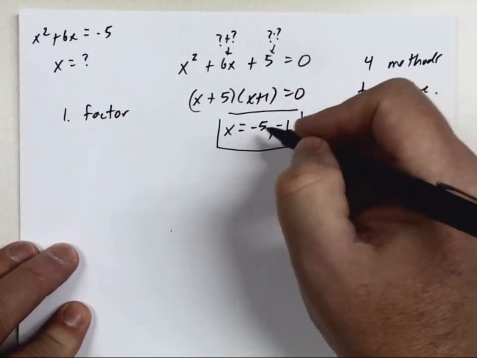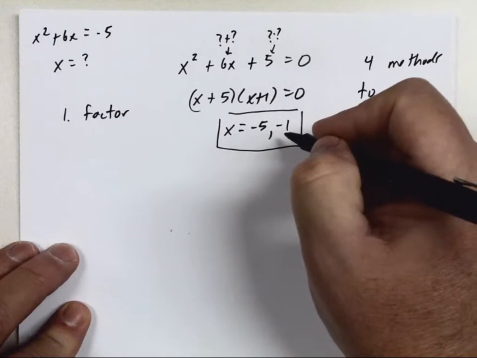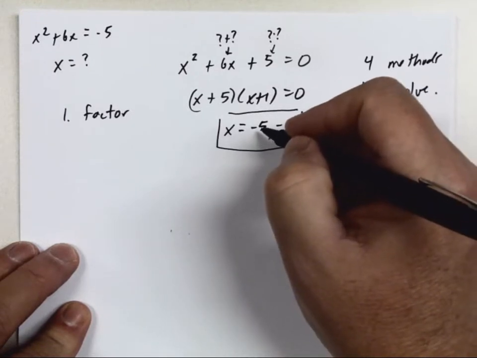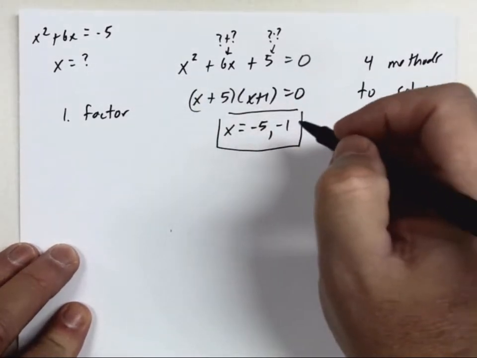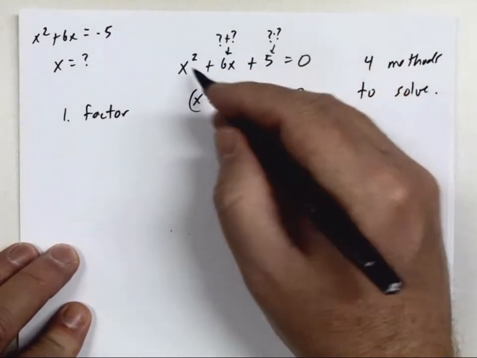And of course, when you're always solving equations like this, especially on a test, when you're done, you should check your solutions. You plug minus 5 in for x, make sure it works. Then you go plug minus 1 in for x.